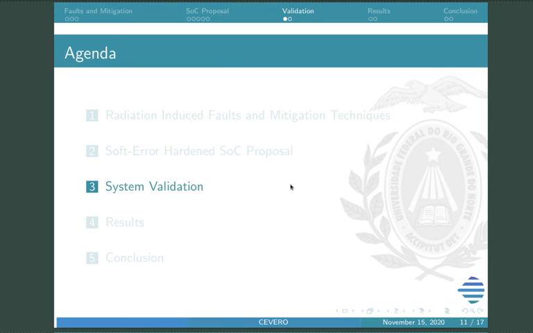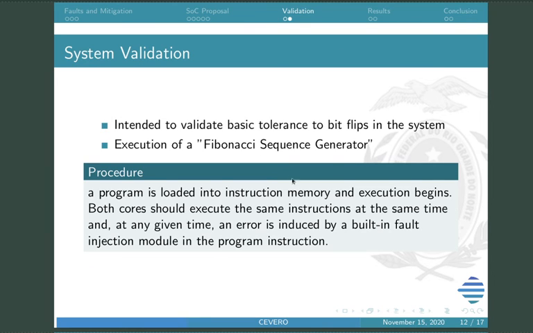In this methodology, we intend to validate base tolerance to bit flips in the system by using the execution of a Fibonacci sequence generator. The program should be loaded into instruction memory and execution begins. Both cores should execute the same instruction at the same time. At any given time, an error is induced by a built-in fault injection module in the program instruction.